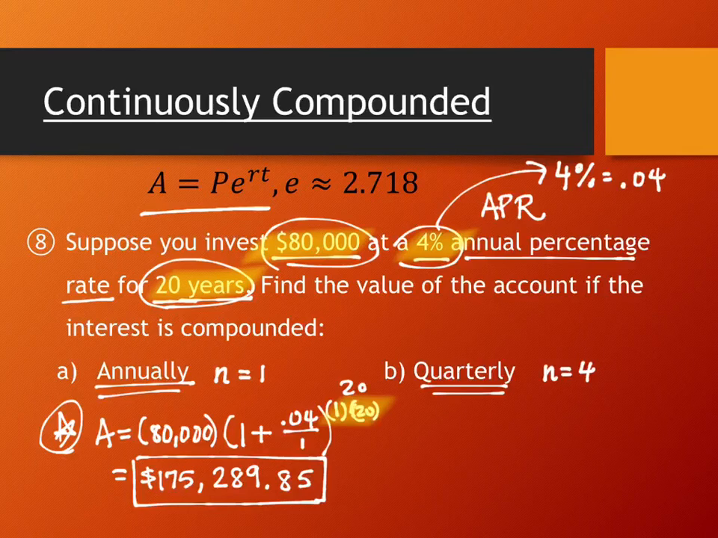Quarterly will look the same. I mean, almost the exact same equation. We have our 80,000. We have our 1 plus our 0.04, but the n value is 4. So I've got it divided by 4 here, and I've got 4 times 20 as my exponent. So again, when I put this in the calculator, I would put this in just as 80.